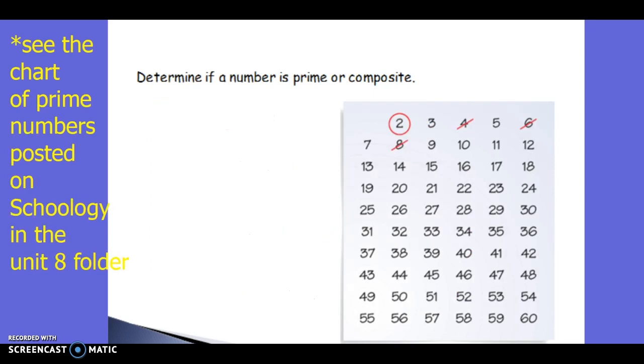At the bottom of page 1 in your packet, there's a chart that you can fill out where you can circle if numbers are prime or composite. I've also posted a chart on Schoology in the Unit 8 folder that you could pull up to help you complete this. Another thing that you could use is the poster that's at the front of the room. So if you would just hit pause, complete your chart. So if you have a good list of all the numbers under 60 that you know are prime numbers, then we'll move on. Hit play when you are ready.